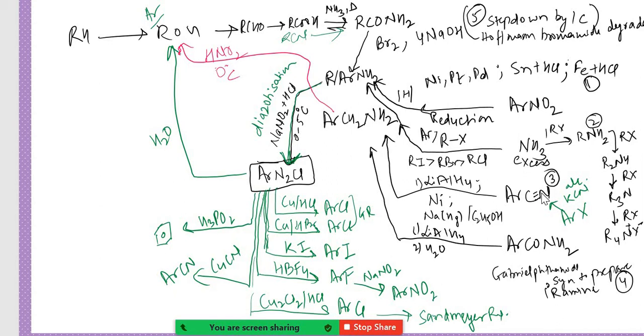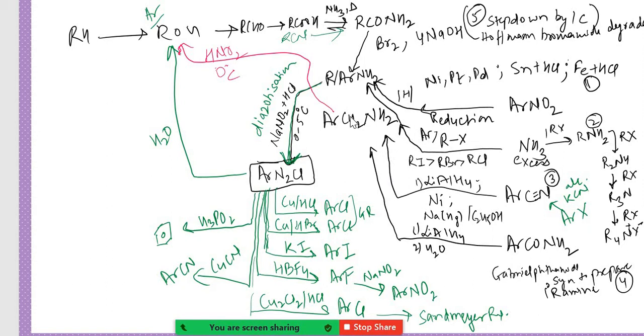Next is the reduction of nitrile. Now nitrile is a cyanide group, that is CN. Common name is cyanide and IUPAC name is nitrile. So if I take any nitrile and I add a reducing agent like LiAlH4, or I can do catalytic hydrogenation, it means I can add either nickel or I can add sodium and mercury with ethanol. So any one of the things we can add, it converts into amine.